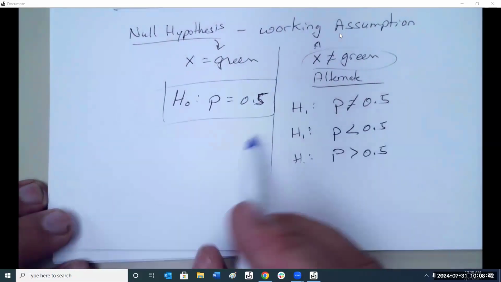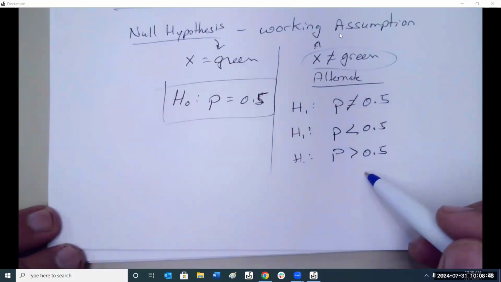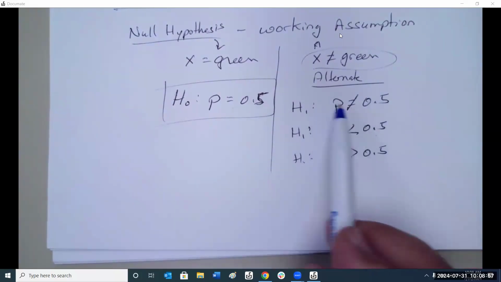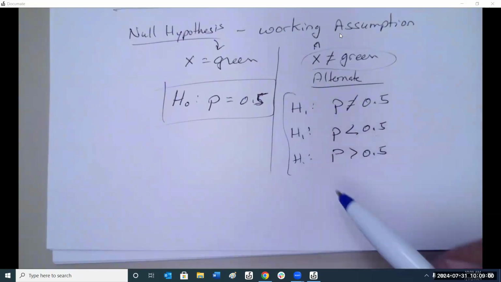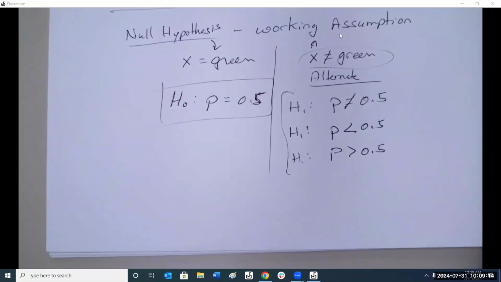So if the null hypothesis says it equals 0.5, we would take any of these to counteract that one. Because if it's less than 0.5, it's not equal to it. If it's greater than, it's not equal to it. If it's not equal, it's not equal. So again, how you state the alternate hypothesis depends on what you're looking for. The alternate hypothesis does not have an equal sign, so that's why we don't have less than or equal to. Correct.